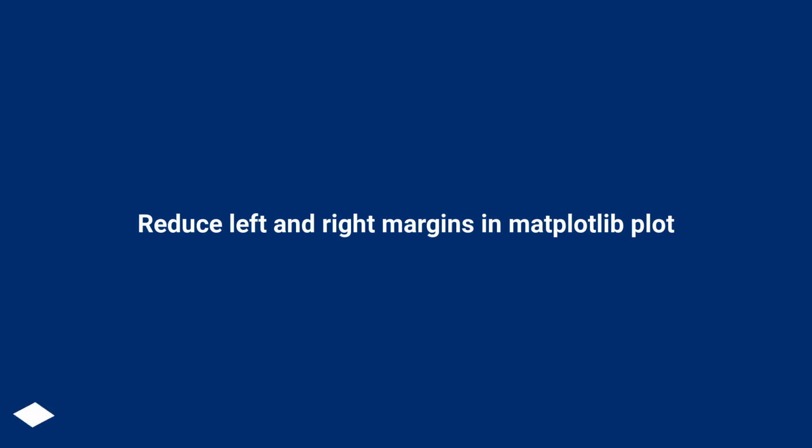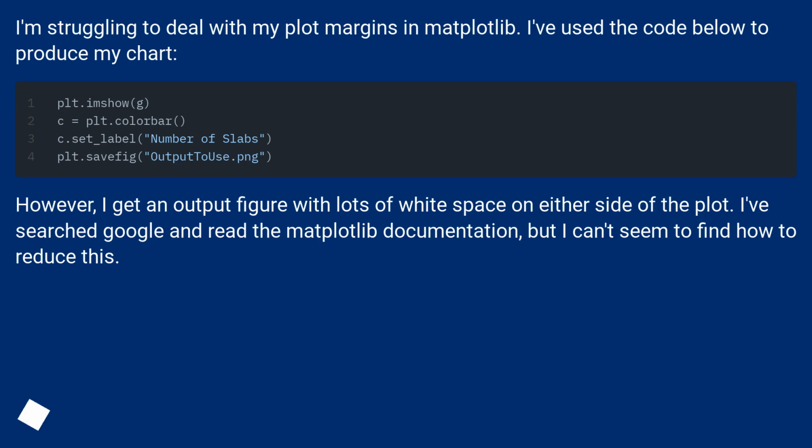Reduce left and right margins in matplotlib plot. I'm struggling to deal with my plot margins in matplotlib. I've used the code below to produce my chart. However, I get an output figure with lots of white space on either side of the plot. I've searched Google and read the matplotlib documentation, but I can't seem to find how to reduce this.